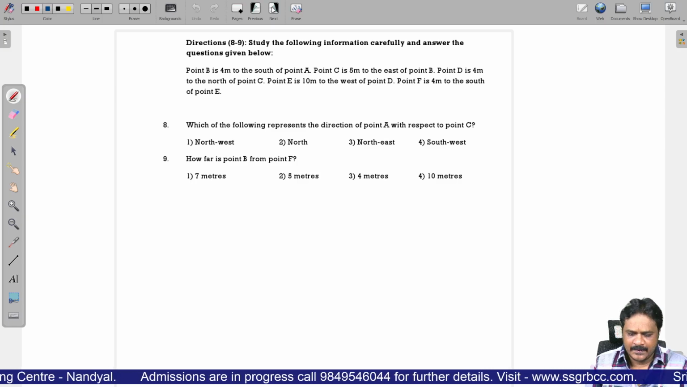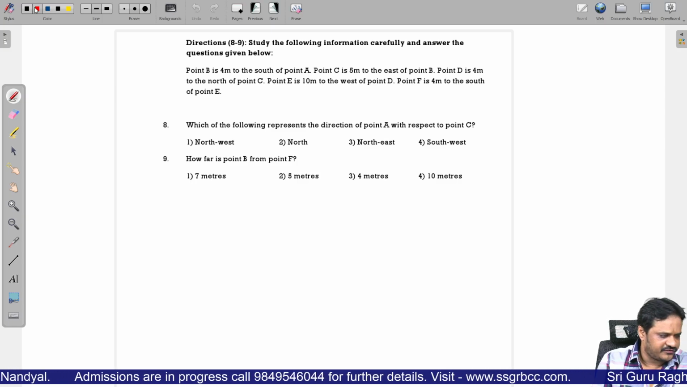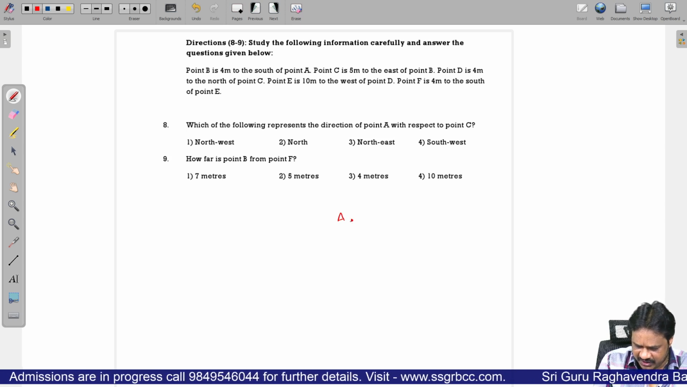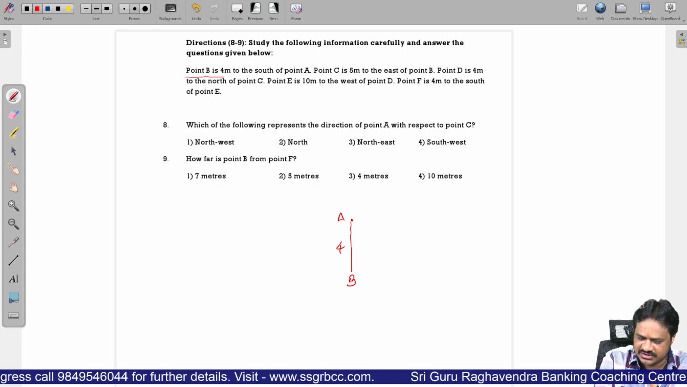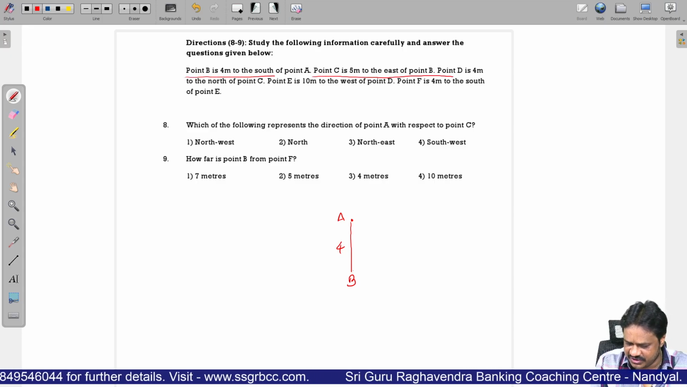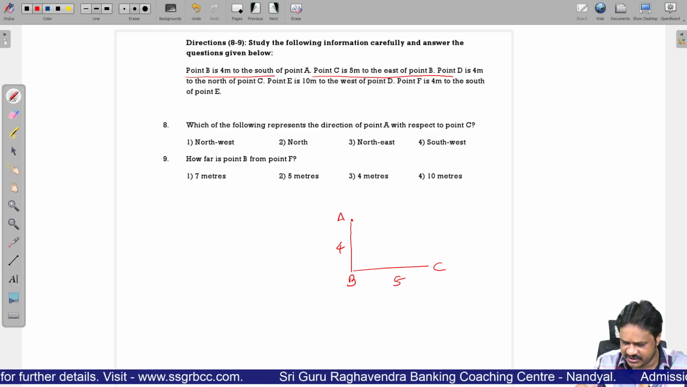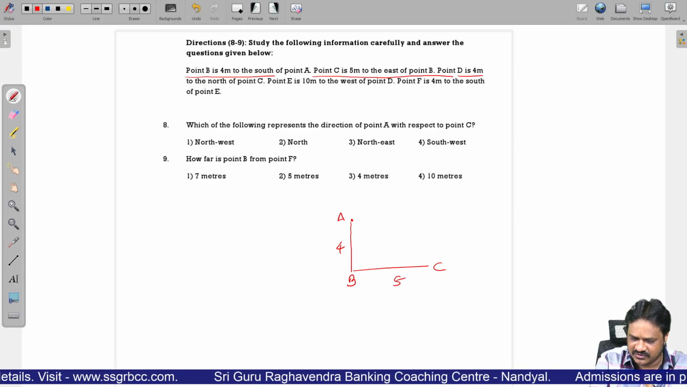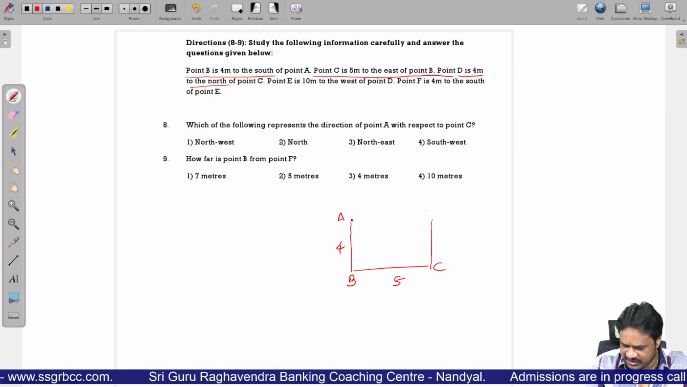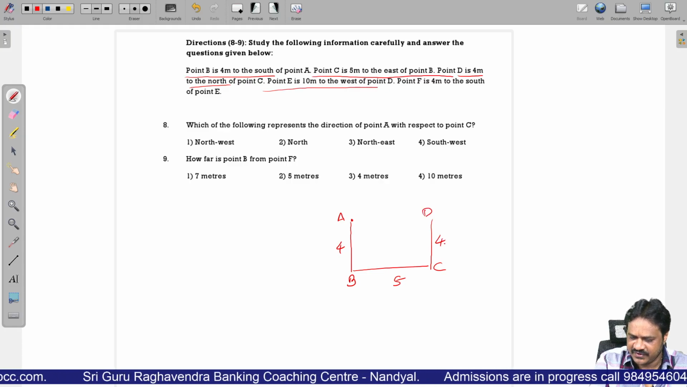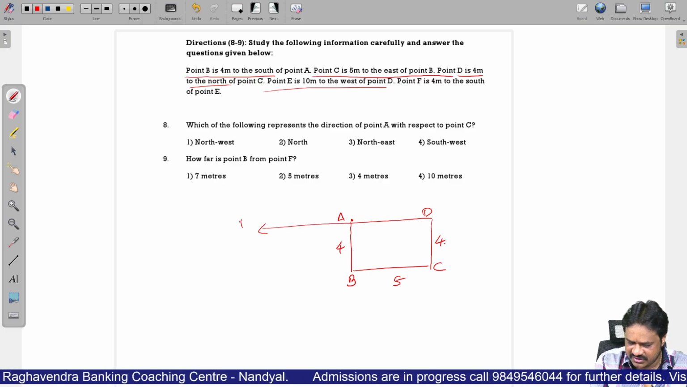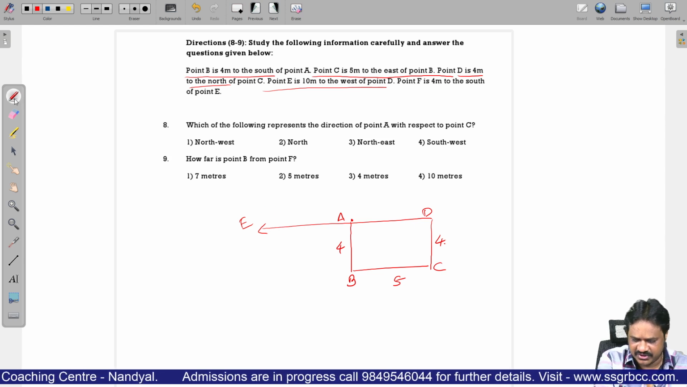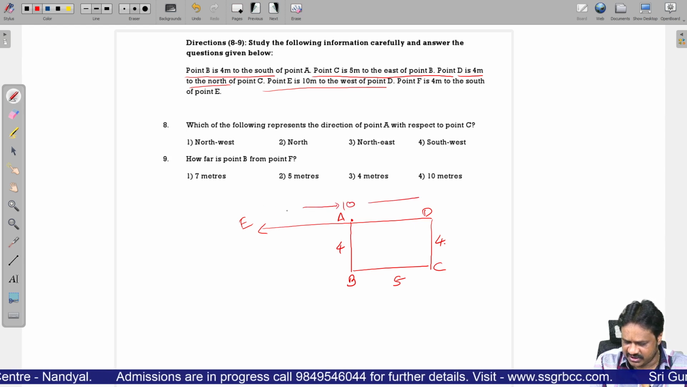First one, B is 4 meters to the south of A. So first I am keeping one point A. From A, draw one line to the south, that is B, 4 meters. Then C is 5 meters to the east of B. D is 4 meters to the north of C. E is 10 meters to the west of D. Already this is 5 meters, this is also 5 meters. So this totally will be 10 meters.